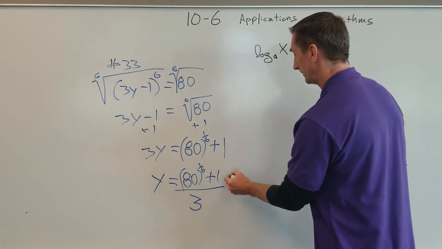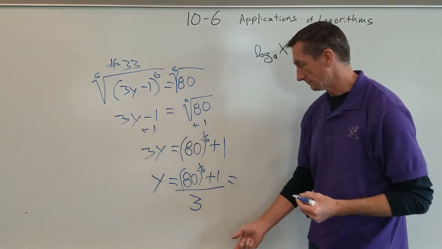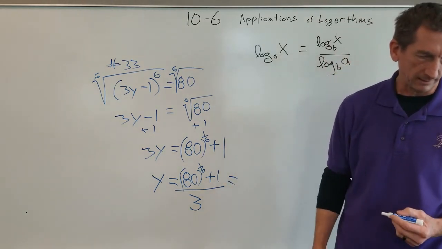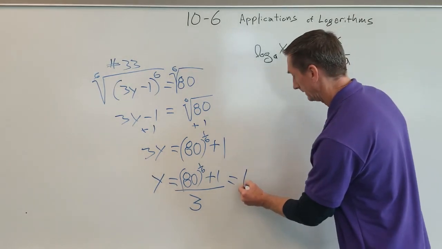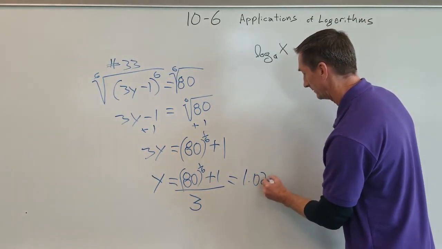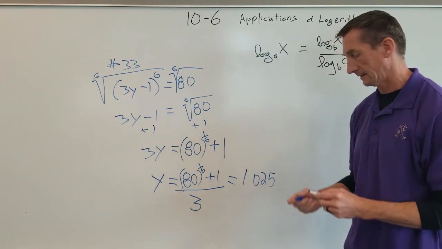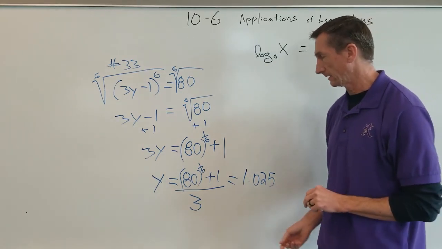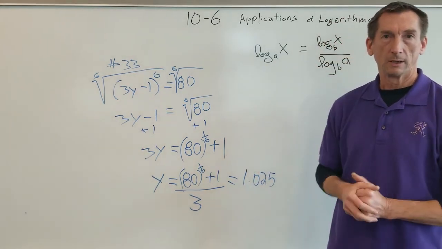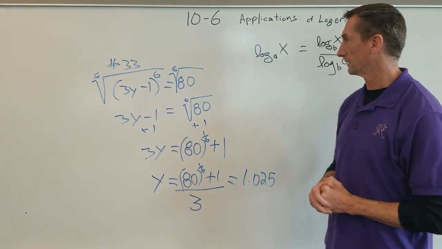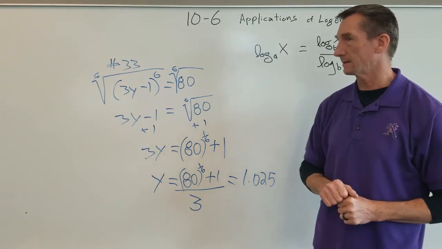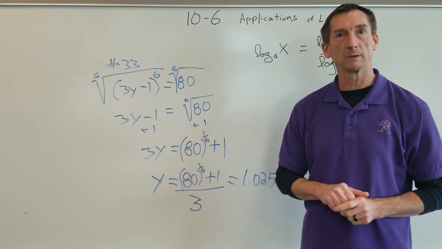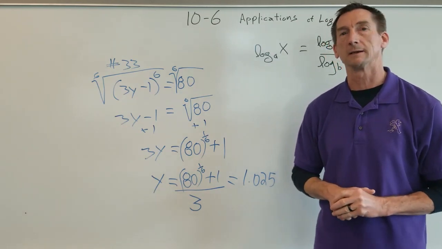Okay, so there it is. And of course we could plug this into our mighty calculator and get 1.025 and be real happy. Okay, so that's your homework, a couple of examples, and the rest of it in your book, you should be able to dig all the information you need out of there.